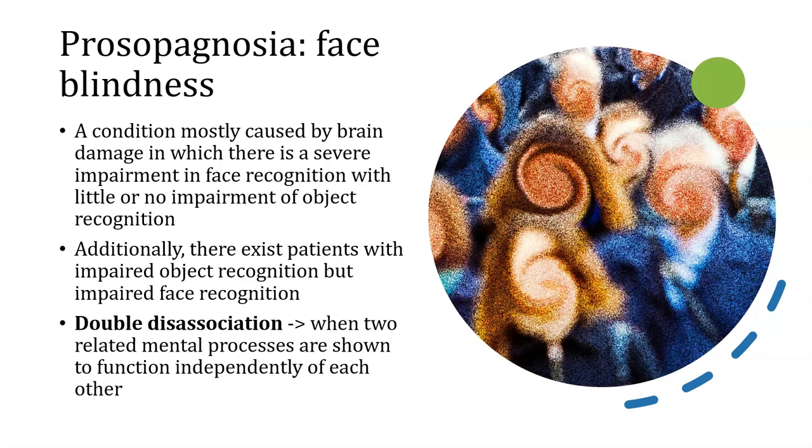Here, we have what's called a double dissociation, which is when two related mental processes are shown to function independently of each other. Due to this double dissociation, it is more likely that the first possibility is true, that there are specialized brain regions dedicated to face processing.